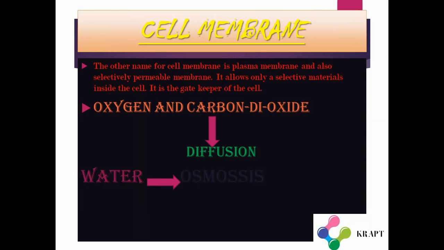Example: oxygen and carbon dioxide move in and out of the cell by the process of diffusion. Diffusion is a movement of a material from a region of higher concentration level to the region of low concentration level. Another example can be water. Water moves through the process of osmosis. Osmosis is a process in which only water moves from a region of higher concentration level to the region of low concentration level.